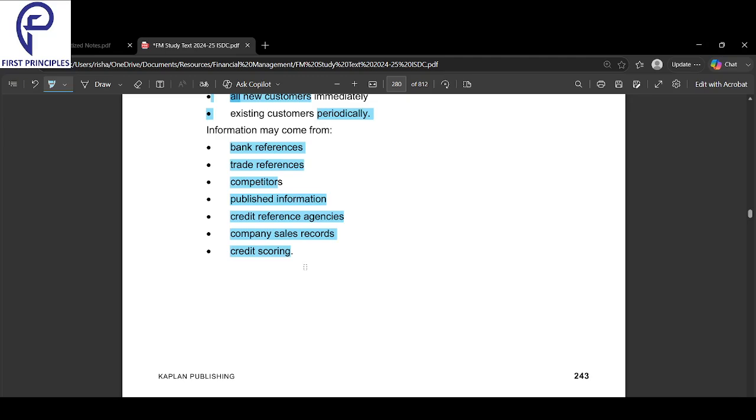If someone has come to ask for credit, before giving him credit I will check about him: should I give him credit or should I not? So where will I get to know? I will get to know from bank reference, trade reference, competitors, published information, credit reference agencies, company sales records, and credit scoring. From all these places, I will get to know about that customer. And after that, I will decide whether I should give him credit or not.